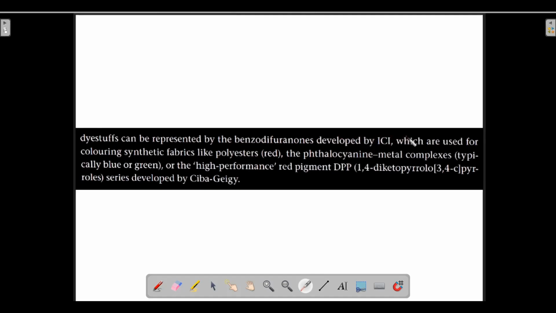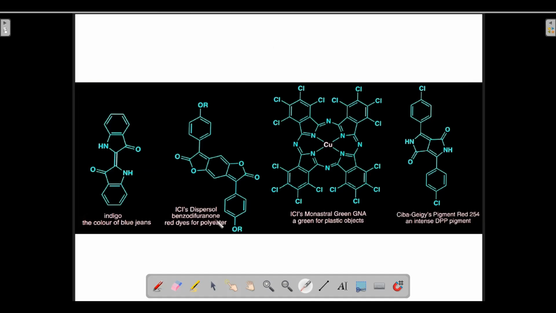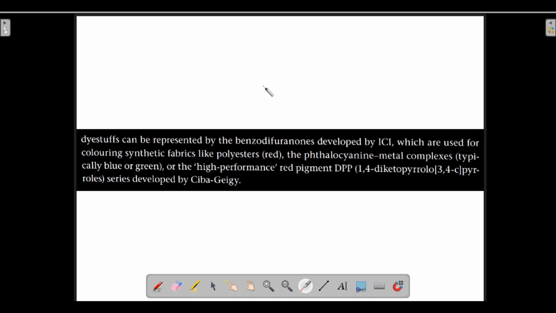They are used for coloring synthetic fabrics like polyesters. Polyester is a synthetic fabric, so in order to color the polyester, this is used. It is used as a red dye for coloring the polyester. The red color of polyester cloths is because of this particular dye. Which are used for coloring synthetic fabrics like polyesters red, and the phthalocyanine metal complexes.